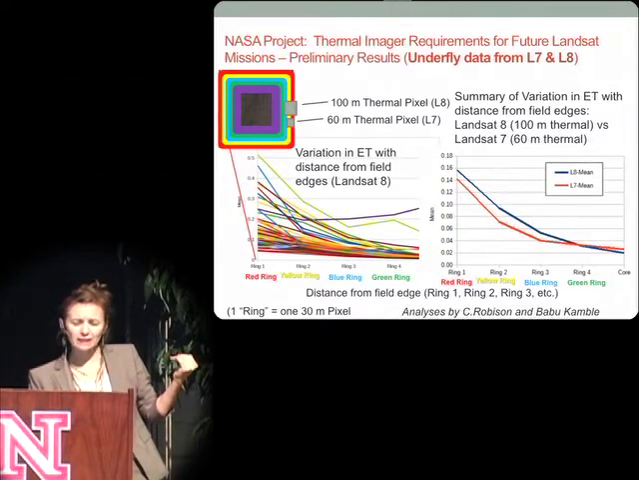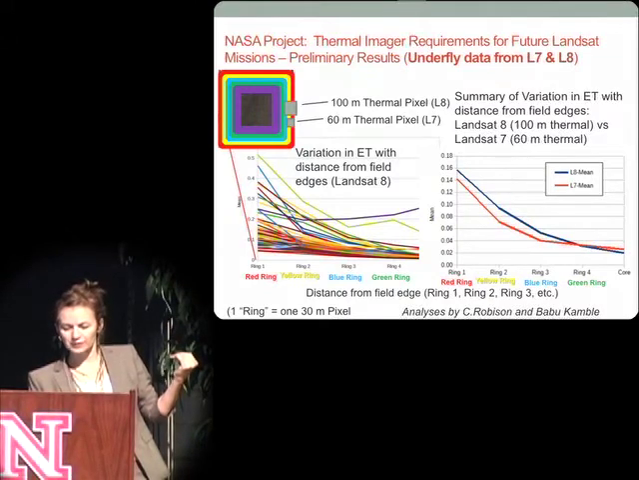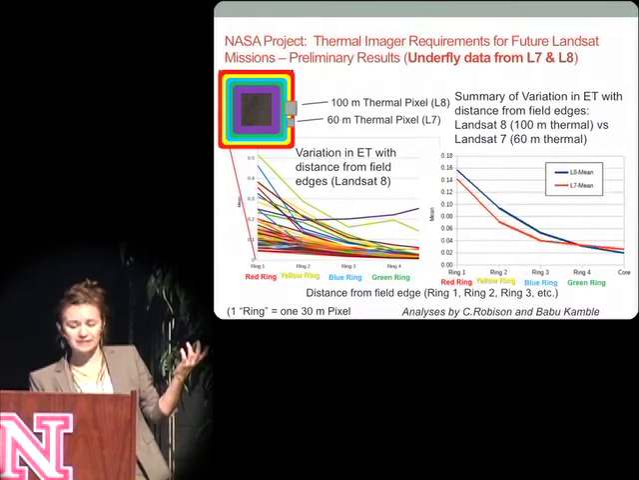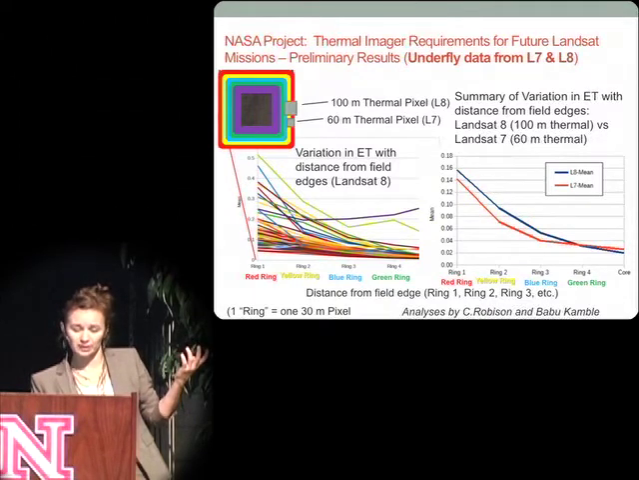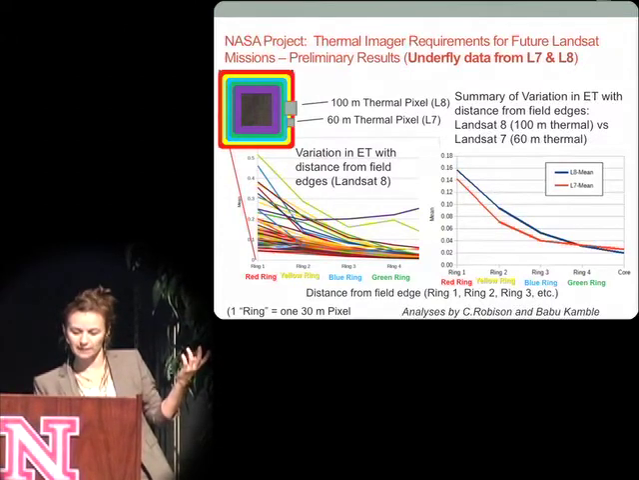And we see a lot of variation. These are individual fields. A lot of variation in ET versus, for Landsat 8. Again, we don't like that 100 meter, and then we see the impact of that 100 meter. There's a lot of contamination. And that is why the ET is changing quite a bit for this ring.